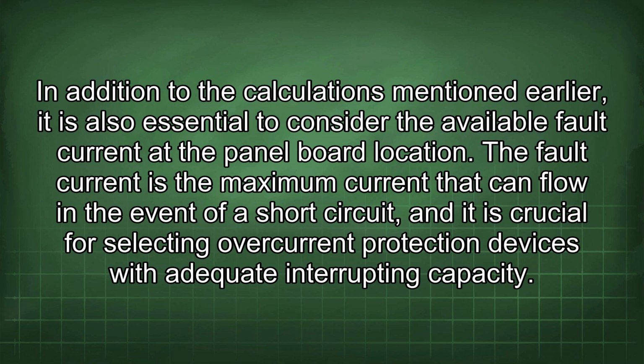In addition to the calculations mentioned earlier, it is also essential to consider the available fault current at the panel board location. The fault current is the maximum current that can flow in the event of a short circuit, and it is crucial for selecting overcurrent protection devices with adequate interrupting capacity.